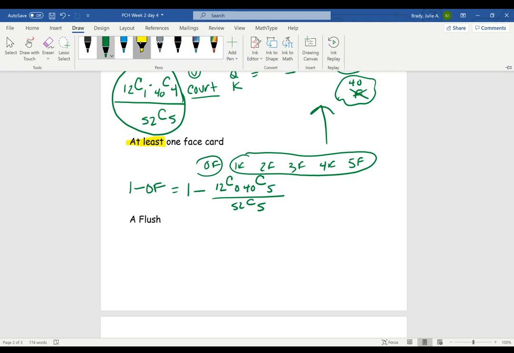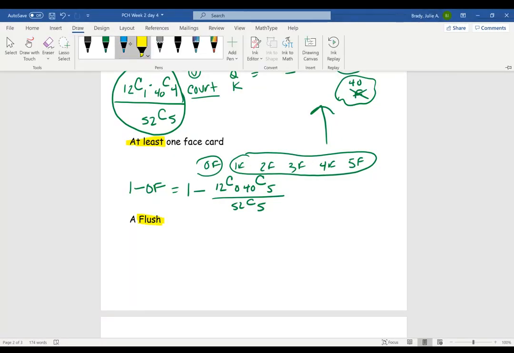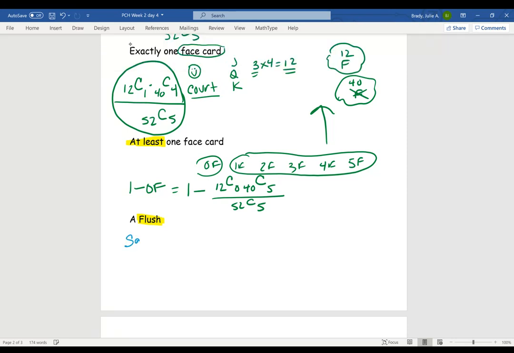Okay, so here's a new word. Flush. A flush means that all your cards, in this case 5, are of the same suit. So they're all hearts, or they're all diamonds, or they're all clubs, or they're all, I got them backwards. This one's clubs, this one's spades. So they all have to be one of these four different suits.